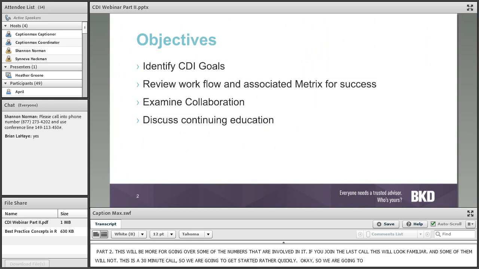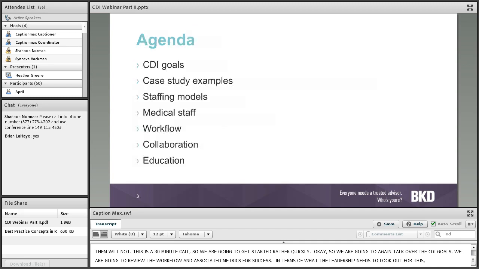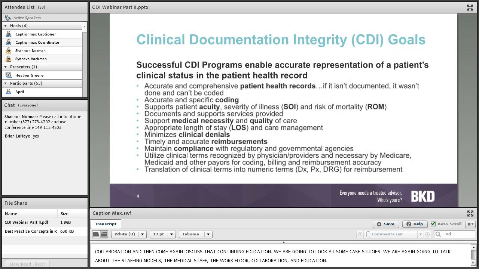Again, we're going to talk over the CDI goals. We're going to review the workflow and associated metrics for success, in terms of what the leadership needs to look at, and for this, examine the collaboration, and then again discuss continuing education. We're going to look at some case studies. We're going to again talk about the staffing models, the medical staff, the workflow, collaboration, and education.